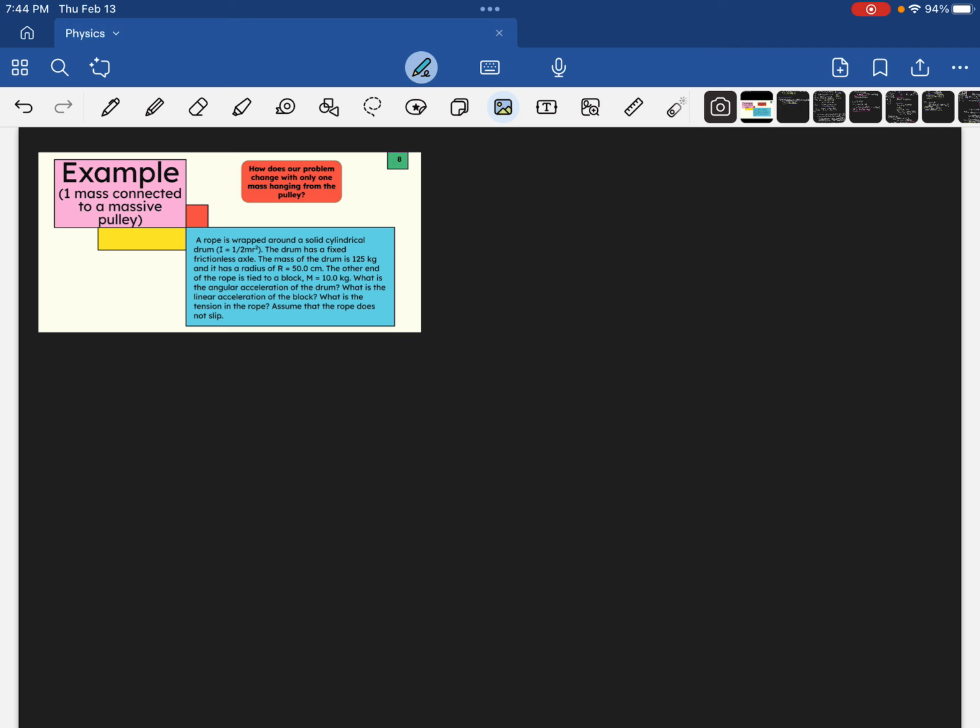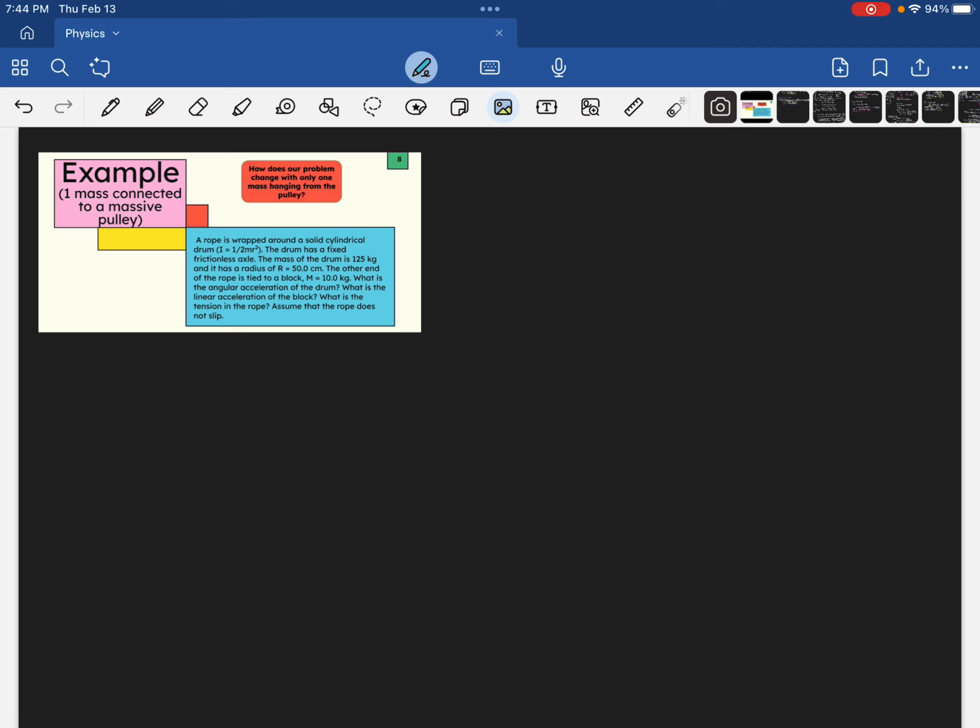The other end of the rope is tied to a block that has a mass equal to 10 kilograms. We want to know, what is the angular acceleration of the drum? What is the linear acceleration of the block? And what is the tension of the rope, assuming that the rope does not slip?